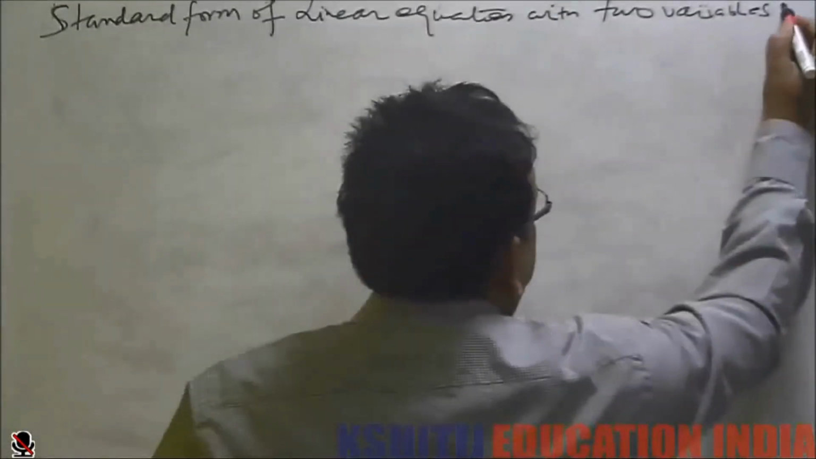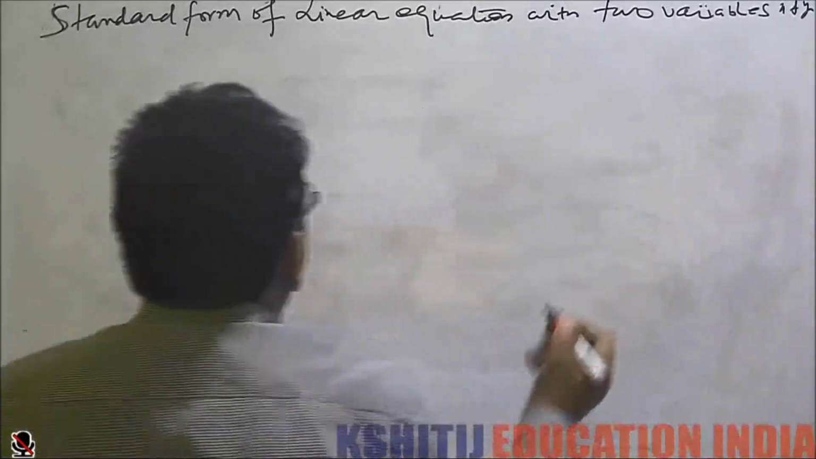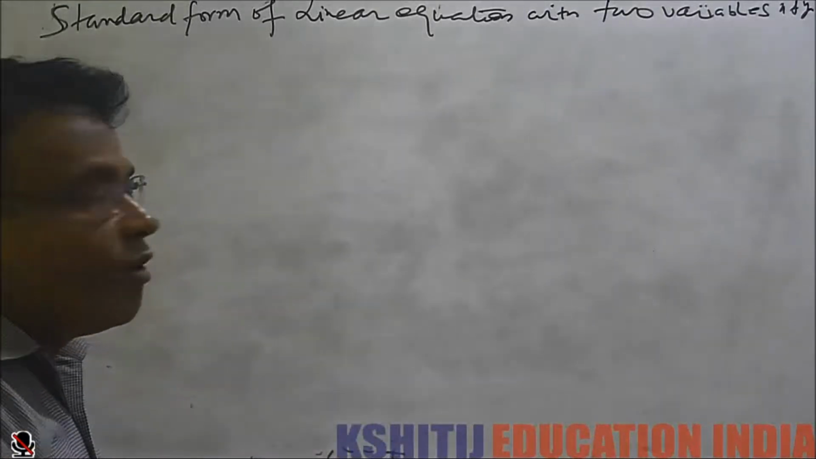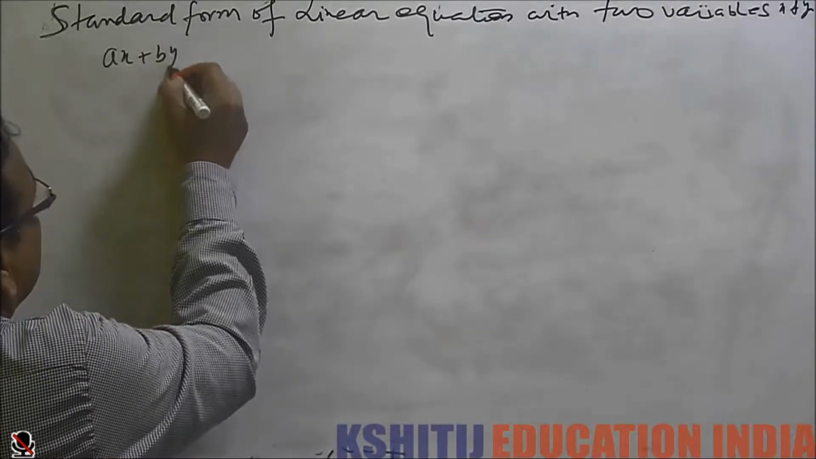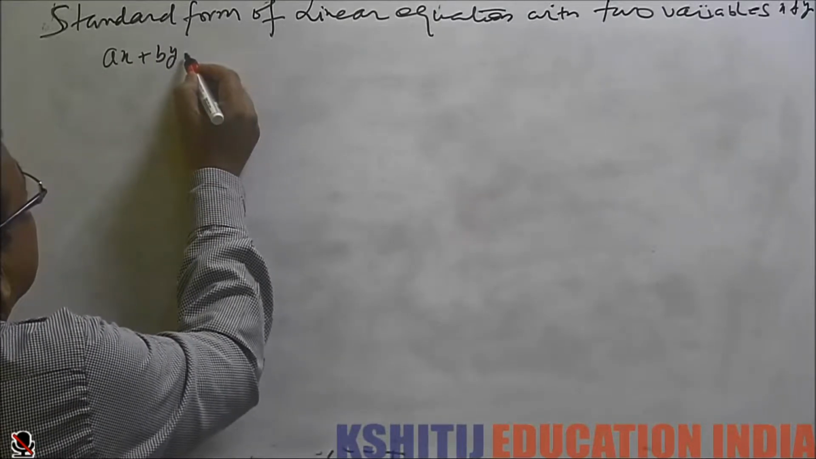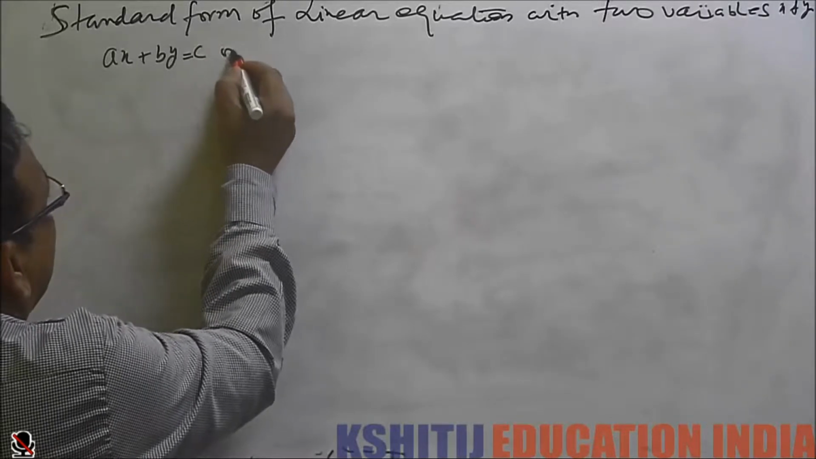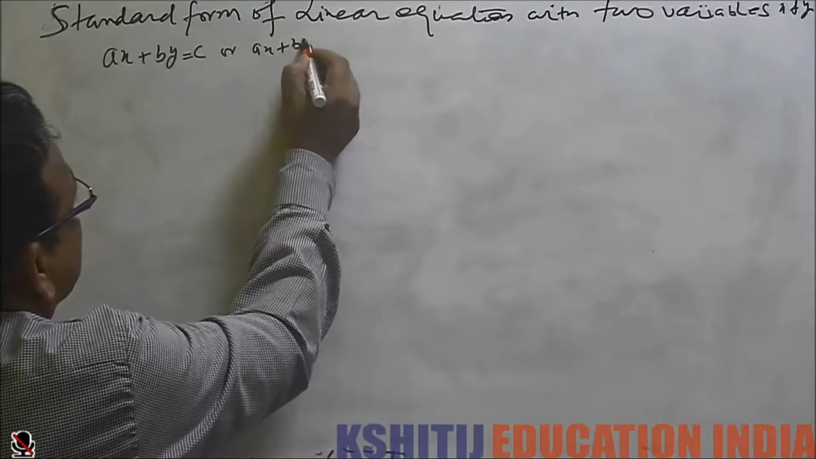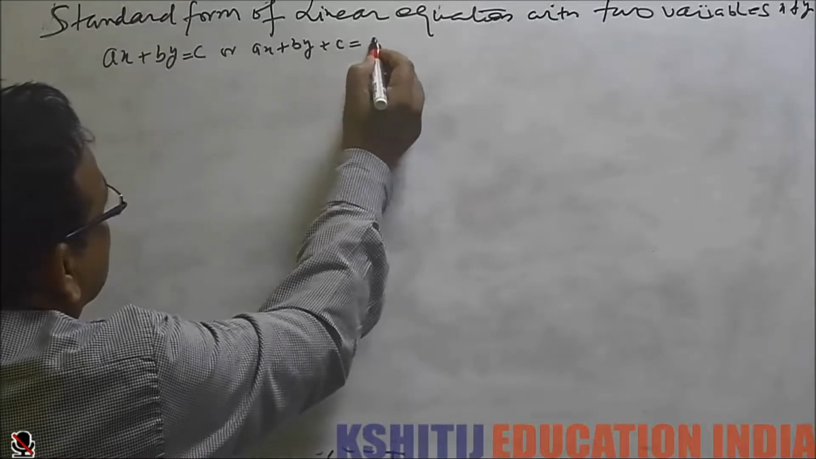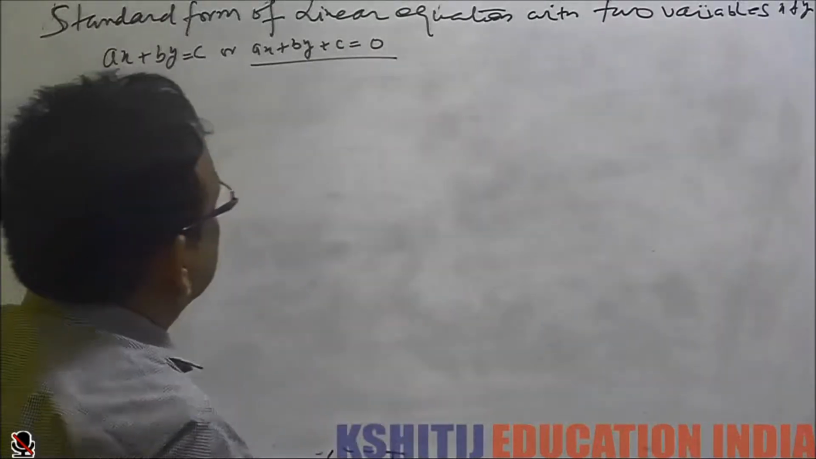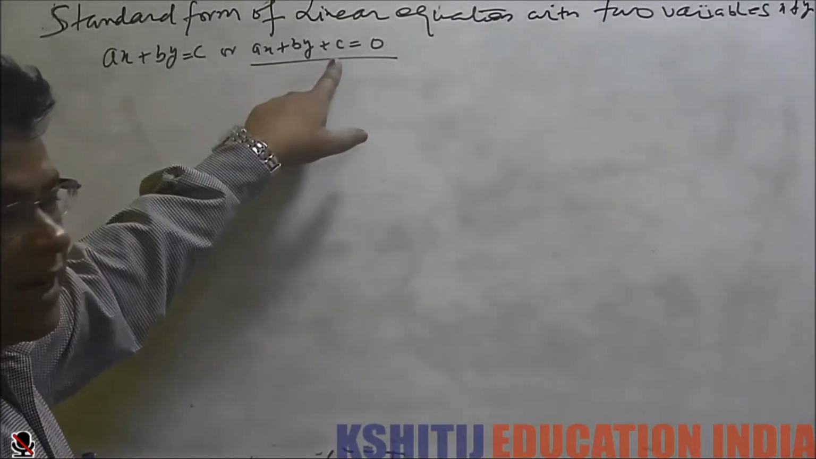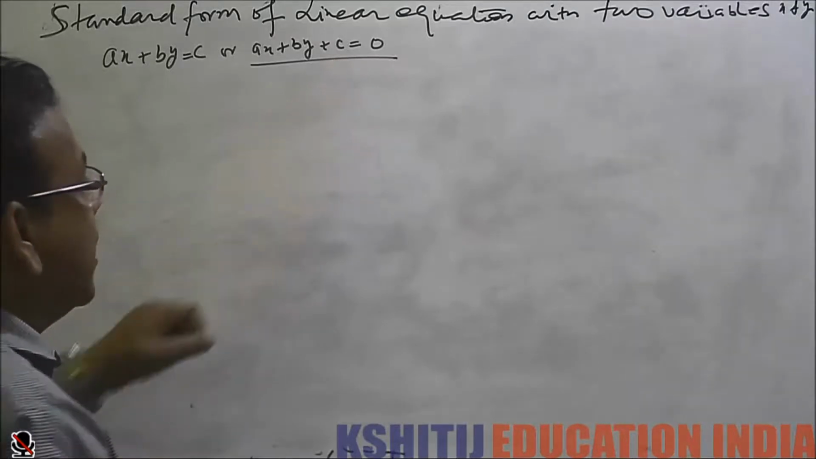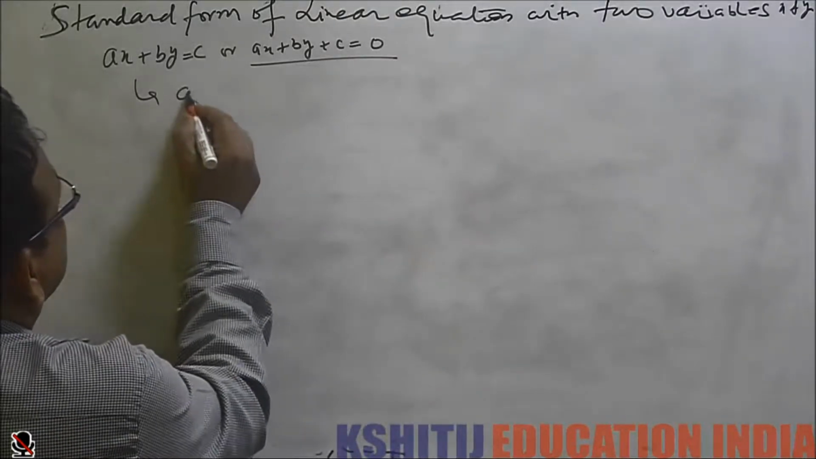Two variables x and y. So one is the standard form we have already discussed, which is ax plus by is equal to c, or ax plus by plus c is equal to 0. Generally, if I take it to the left hand side, this should be minus c. So what I have done is basically nothing new.